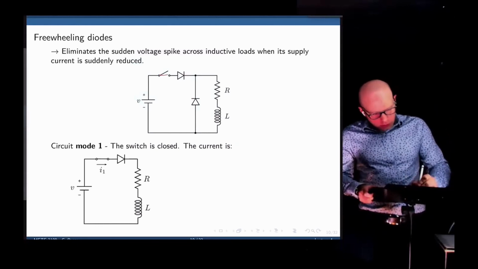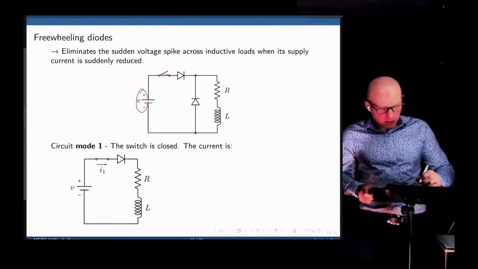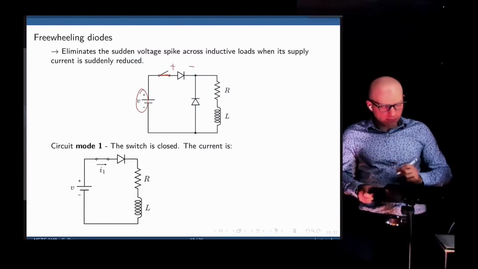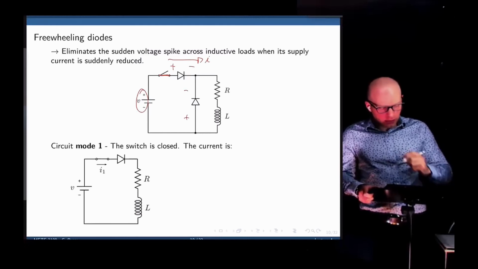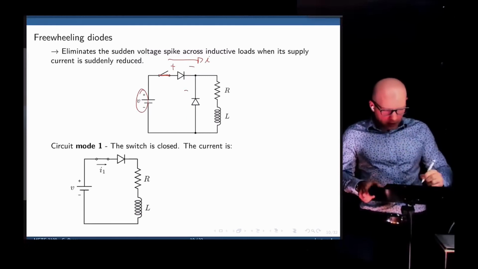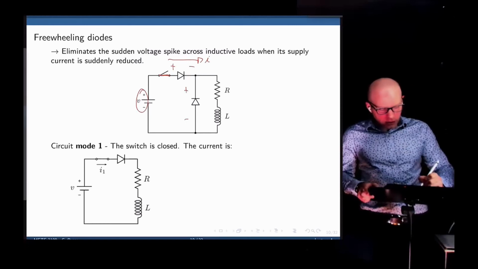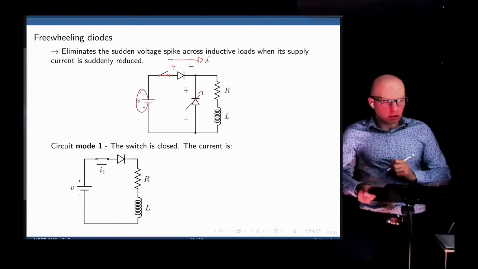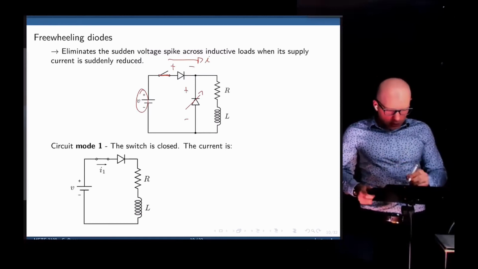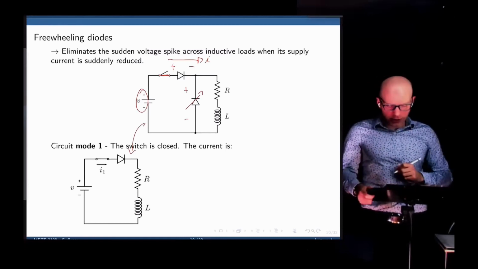Well, if you close the switch, we have the positive side of the battery up, so this will be positive, negative. This diode conducts. The other diode will be positive, negative as well, but it only conducts in the opposite direction. It would be reversed, so this would not conduct any current. So the equivalent circuit would be represented as that.